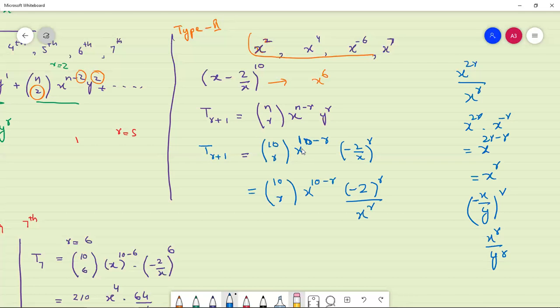Take the numerator and denominator parts separately. Then now simplified, x power 10 minus r. This is r; when I shift this r to the numerator, it becomes negative r. So already we have x power 10 minus r, and this negative r becomes minus 2r, and write down minus 2 power r.